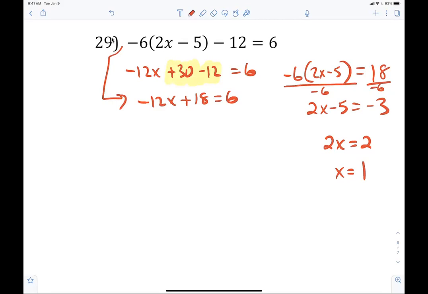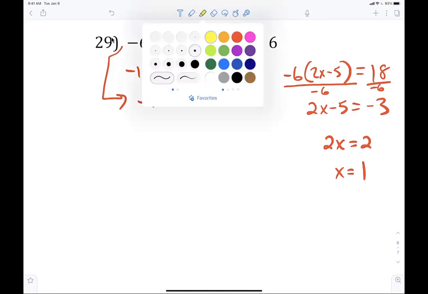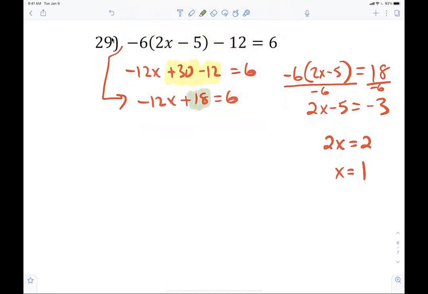I did 30 minus 12, but 30 minus 12 is 22. Sometimes. Today, 30 minus 12 is 18. 30 minus 10 is 20. 20 minus 2 is 18. It doesn't matter, guys. I want you to be brave and say, I'm not sure. But just be careful with your arithmetic. That's where the mistakes are being made.